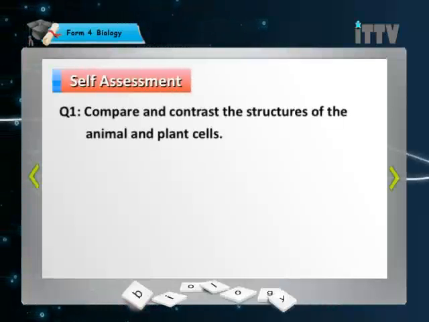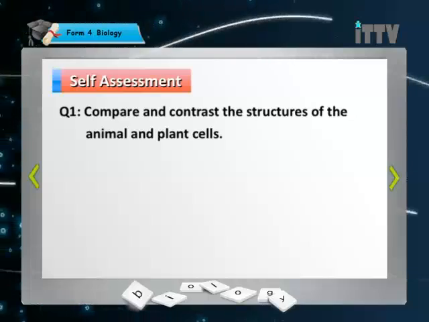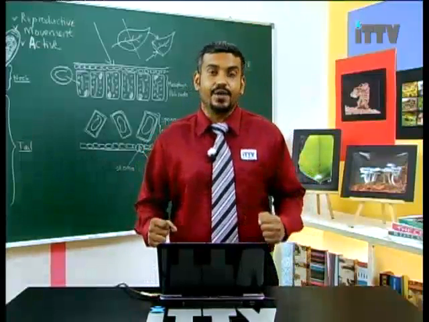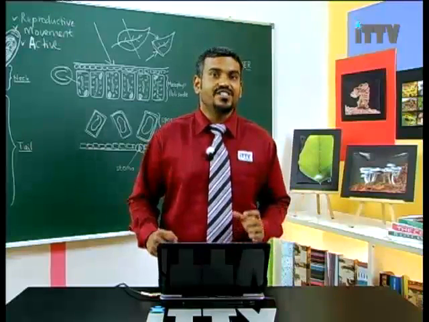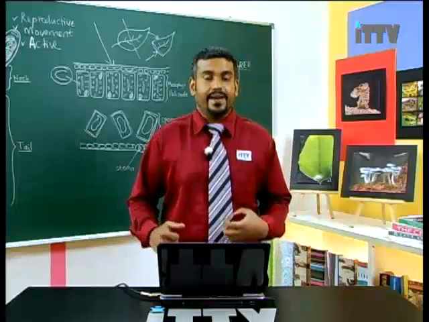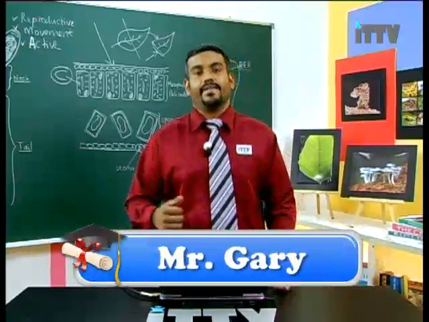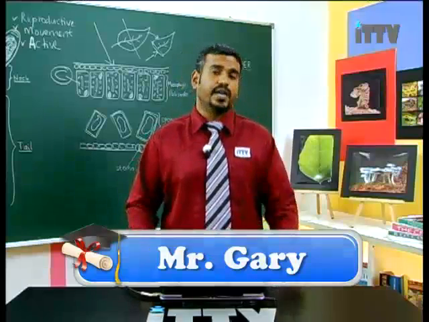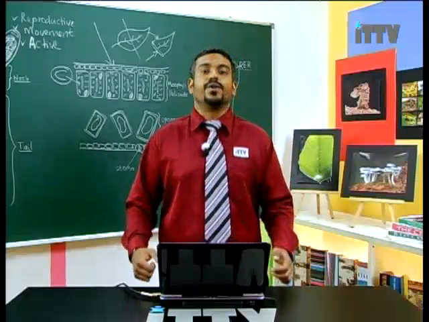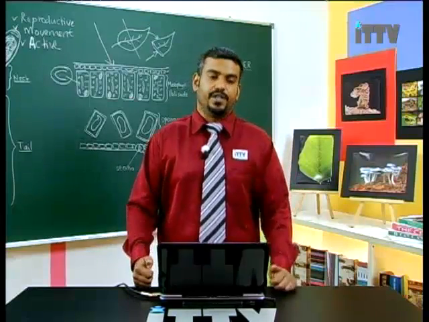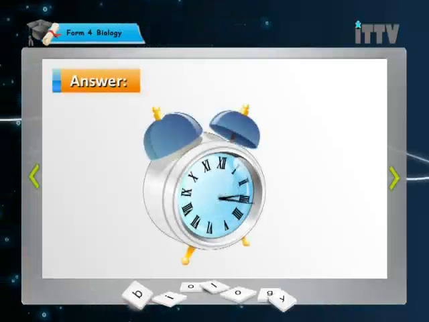Question number 1. Compare and contrast the structures of the animal and plant cells. Students, now you're getting into a new world of structured questions. This is a structured question, right? Now, when you see the word compare, it means that you will have to tell both the similarities and the differences. If you hear the words differentiate or contrast alone, then you can move on to just seeing the differences between the two cells. Alright then, let's take a look at the answers.